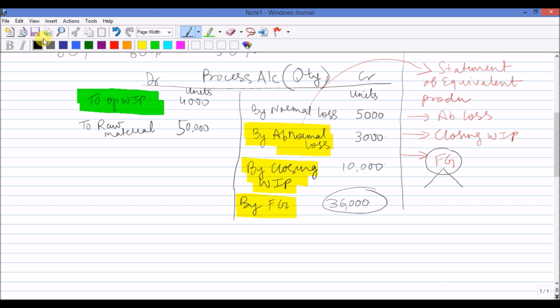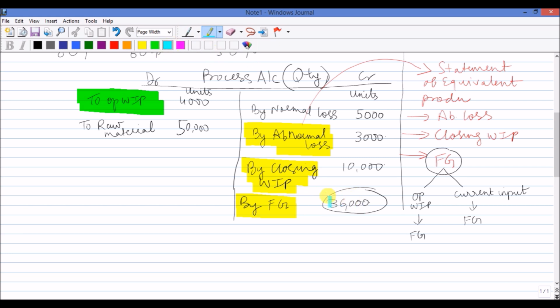You will understand everything. It's a tricky chapter. You have to be patient enough to listen. So the finished goods is divided into two components. The first component is the opening work in progress, on which I have done the work and have completed it into the finished goods. And the second part is the current input, and this input has been worked upon and converted into finished goods.